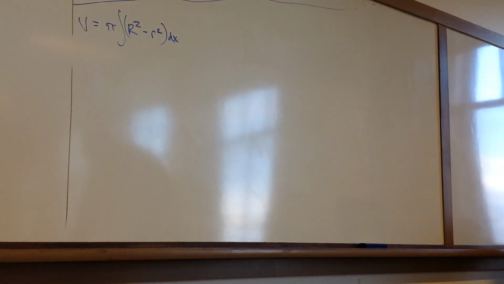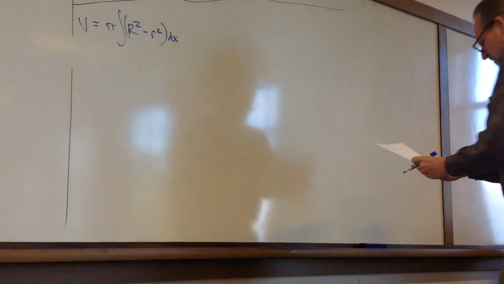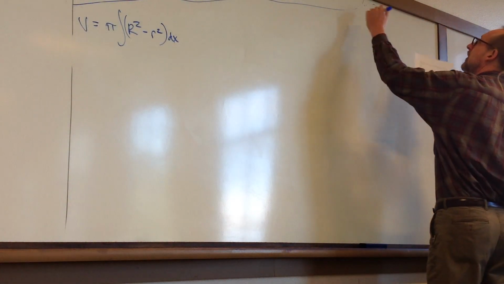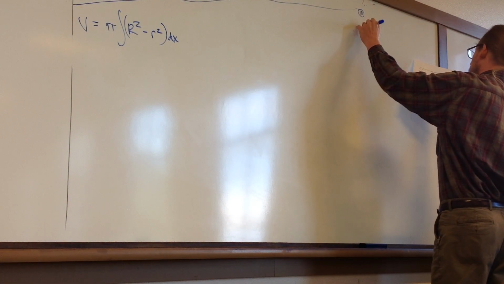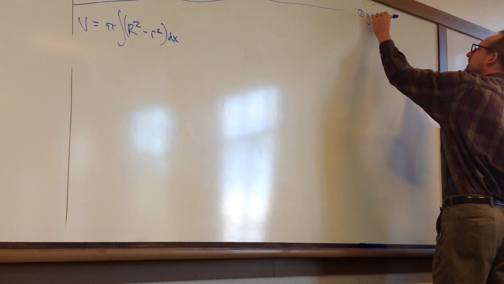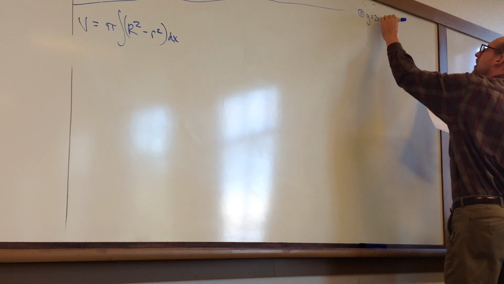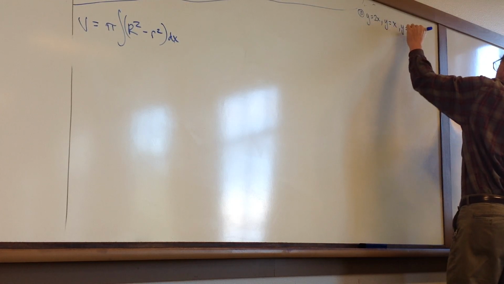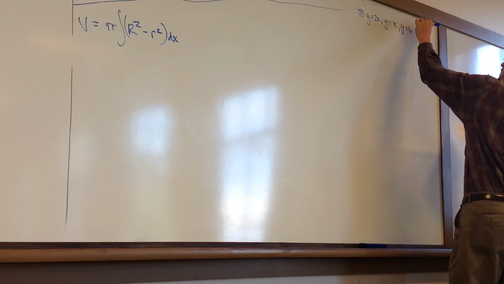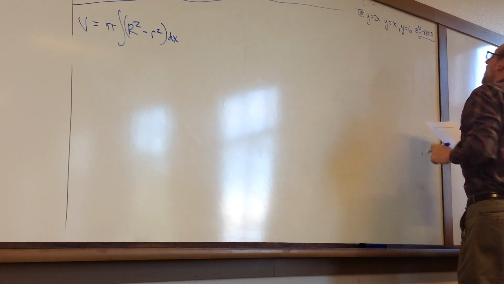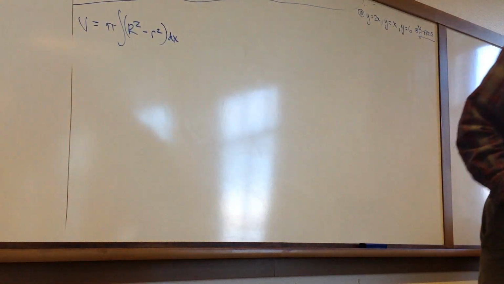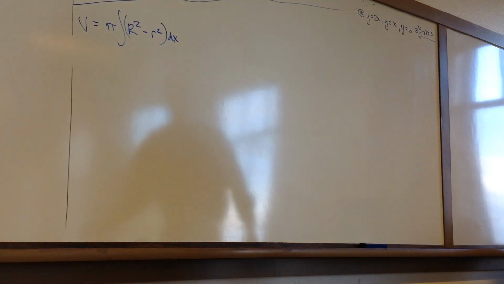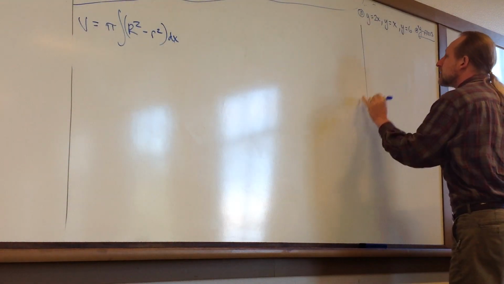Okay, let's see. Problem 10, we are working with y equals 2x, y equals x, and y equals 6. But here's the important part. We're going about the y-axis. So I'll talk about that more in a minute. But let's get these things graphed.